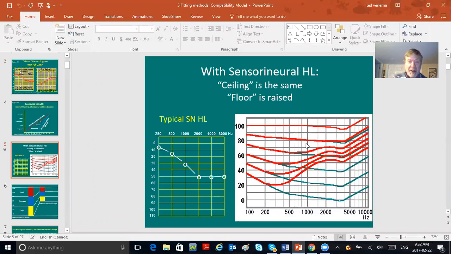Looking at this high frequency loss on the left, and now turning this all into dB SPL, we called this bottom blue curve minimal audible pressure. Really, that's 0 dB HL, isn't it? The hearing threshold for one ear under a headphone. And you can see how this person's floor is elevated, and his ceiling is left the same. So the red curves show his reduced dynamic range compared to the larger dynamic range.